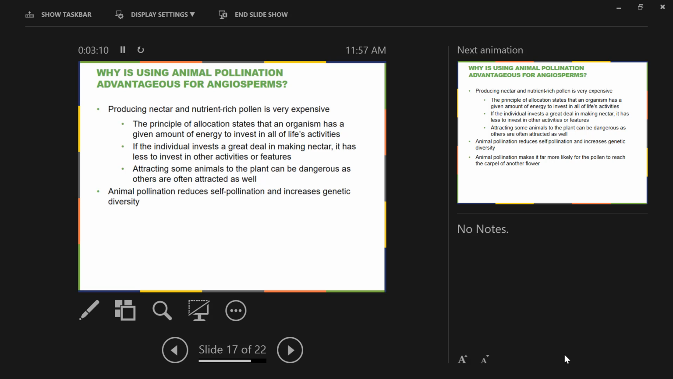Well, first of all, animal pollination is going to reduce the self-pollination events, which will serve to increase genetic diversity. That's true. We'll have a little bit of a discussion today. We'll have some time to have this. Is genetic diversity helpful enough that it's worth investing in for plants and animals?